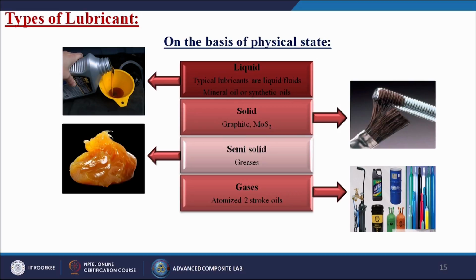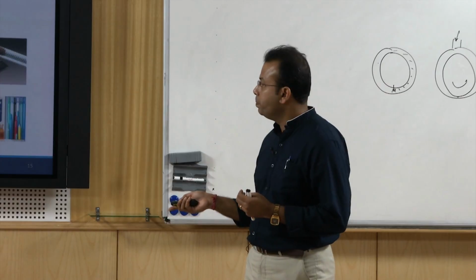Next is called the semi solid, which is called the greases. Generally in our automobile parts we are using this kind of system, and gases, atomized two stroke oil. Nowadays we are using it for racing bikes or parts which are highly movable; at that time we can use atomized gases over there for acting as a lubricant.